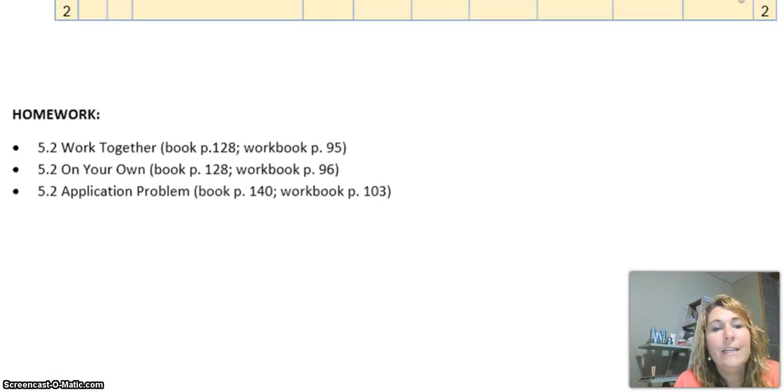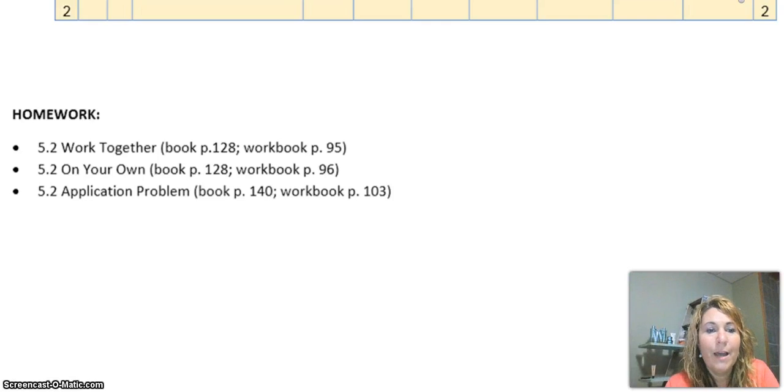So that is the end of section 5.2. We're going to go ahead now and look at your homework. We're going to do 5.2 work together. So in your book, you need to go to page 128. And in your workbook, you're going to be looking at page 95. When we get the work together finished, you're going to go ahead and do on your own, in the book on page 128, in the workbook on 96. Then you can go ahead and watch the video and it will show you the answers. Make sure you're right. And then for your actual homework, you're doing application problem 5.2. In your book, that's on page 140. And in your workbook, it's on page 103.